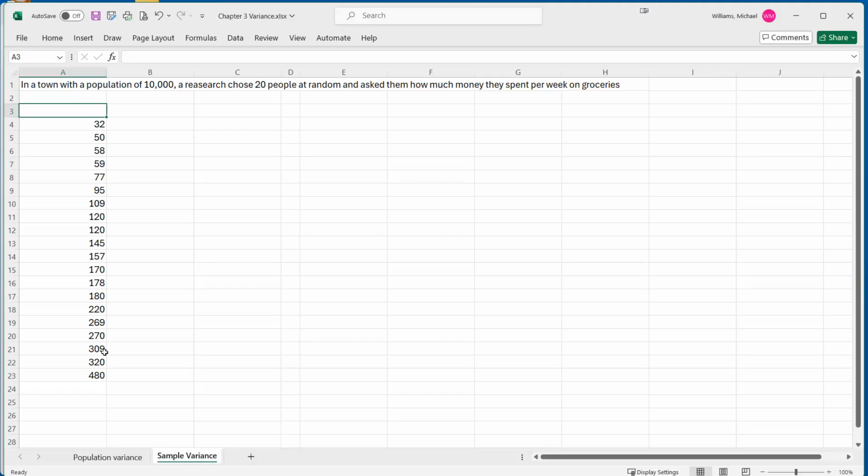If you want to try to predict who's going to win the election, let's say the presidential election, well, around 150 million people vote in a presidential election. You can't ask them all. That's the population of people that vote. So you try to pick some at random.